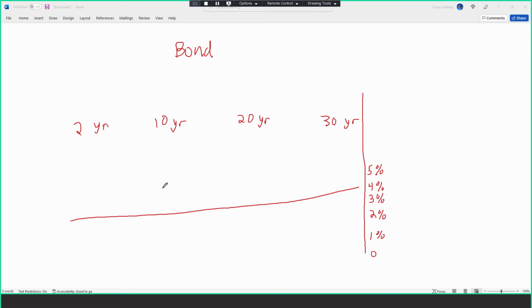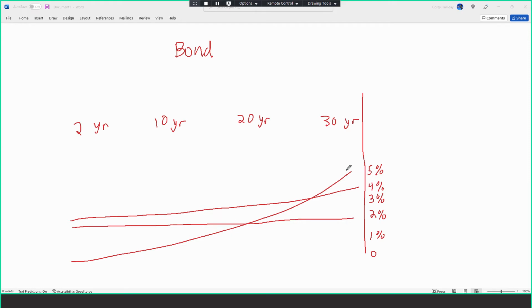Sometimes the yield curve is very flat, where there's just not a whole lot of difference between what one is paying and another. It's not inverted, but it's really, really flat. You collect about 2% at any of these durations. Sometimes the yield curve is very steep, so you would have a lot of variance, where a 2-year might pay 1% and a 30-year pays 5%.